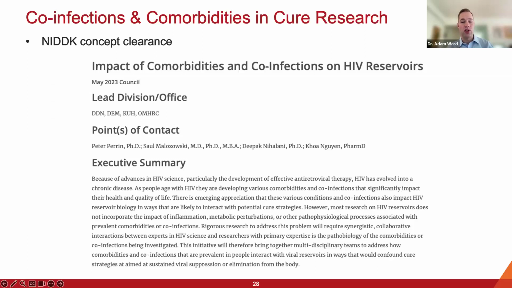However, most research on HIV reservoirs does not incorporate the impact of inflammation, metabolic perturbations, or other pathophysiological processes associated with prevalent comorbidities or co-infections. So we really need rigorous research to address this problem. It's going to require multidisciplinary teams to address how comorbidities and co-infections that are prevalent in people living with HIV interact with viral reservoirs, and how this impacts or may impact future cure strategies aimed at sustained viral suppression.